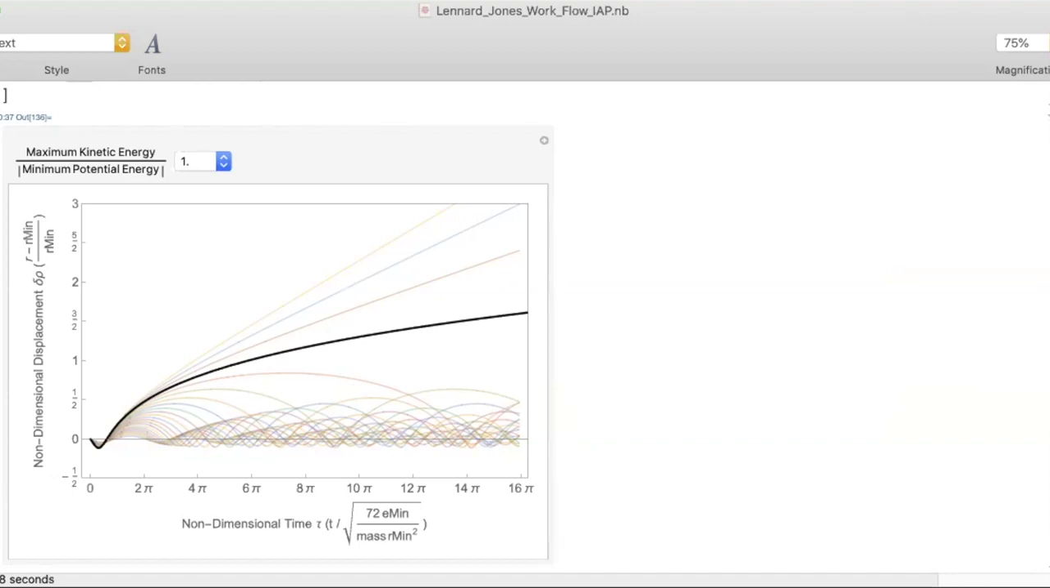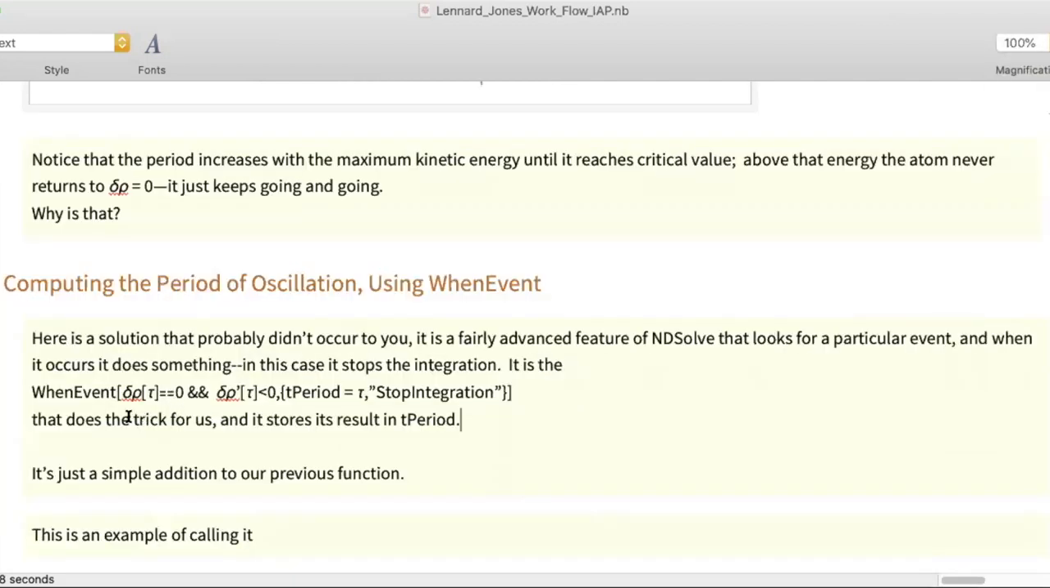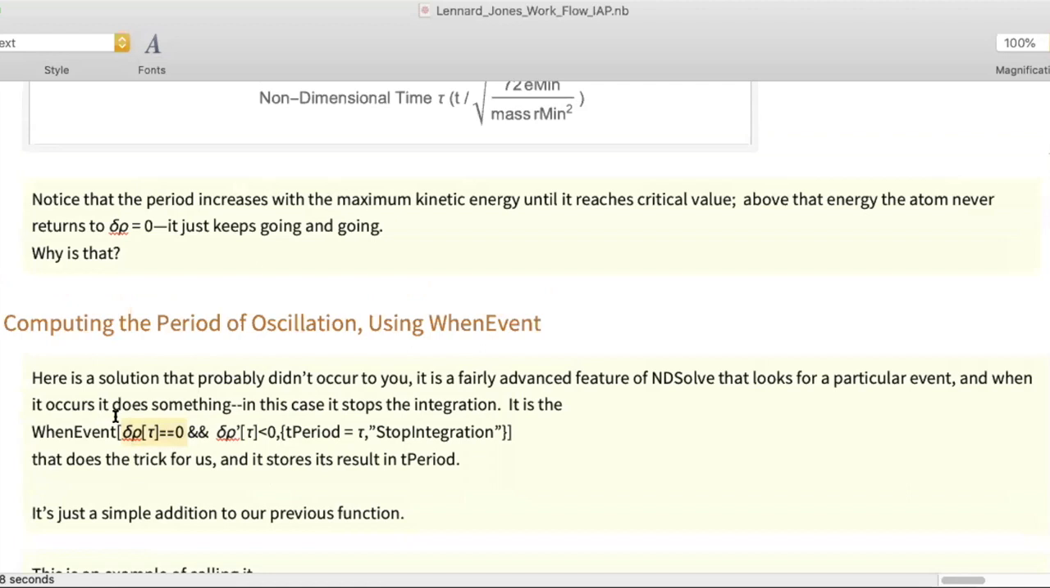Okay, so let's go see if we can go do that. All right, so there's something called WhenEvent. I need to make this a little bigger for you to see. And what I'm going to do is say, okay, when d rho of tau is back at 0, so back at 0 displacement, and the velocity is negative, and I'll tell you why that's the case, I want you to keep track of what time that happened, and then I want you to stop the integration.